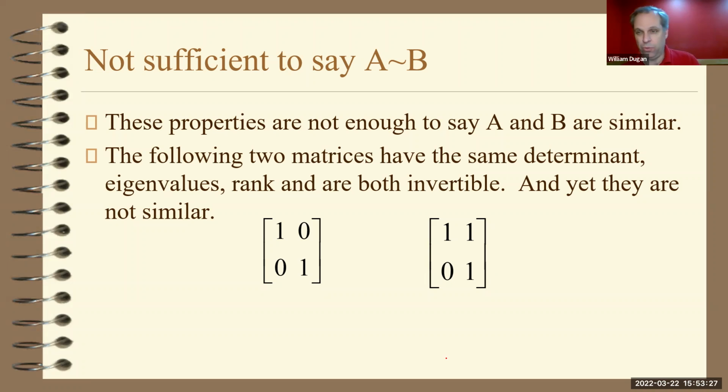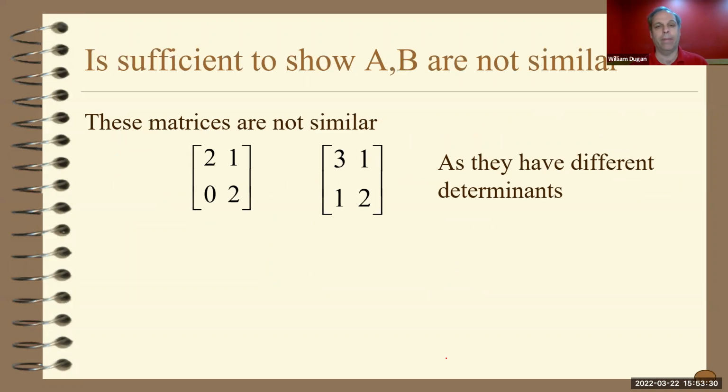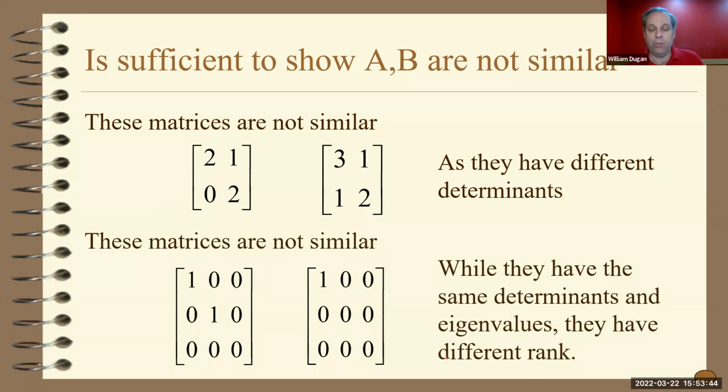What can we use then? How can we use that theorem? It's actually really useful to show that two matrices are not similar. So look at these two matrices. These two matrices have different determinants. So then instantly they can't be similar, because similar matrices have the same determinant. These two matrices actually do have the same determinant, but they don't have the same rank. One's rank 2, one's rank 1. So then they can't be similar.